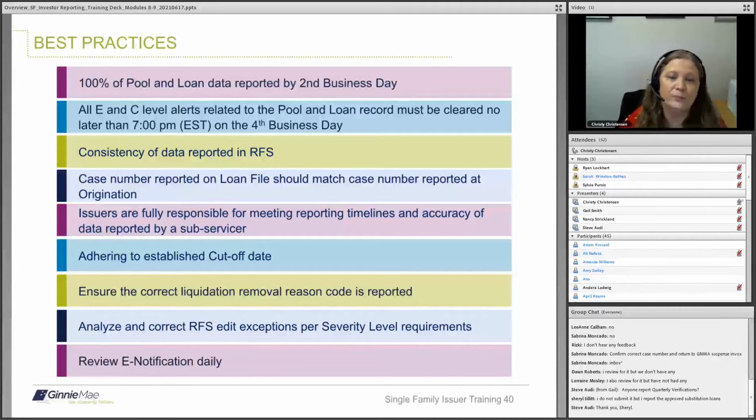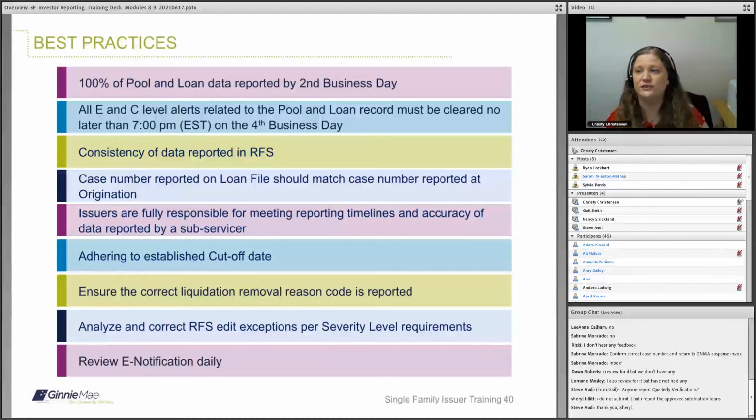Adhering to your company's established cutoff date, ensure correct liquidation removal reason codes are reported in RFS, analyze and correct RFS exceptions per severity level requirements and deadlines. Review e-notifications daily, and as I mentioned earlier, have multiple backups for RSA tokens for the monthly certification.